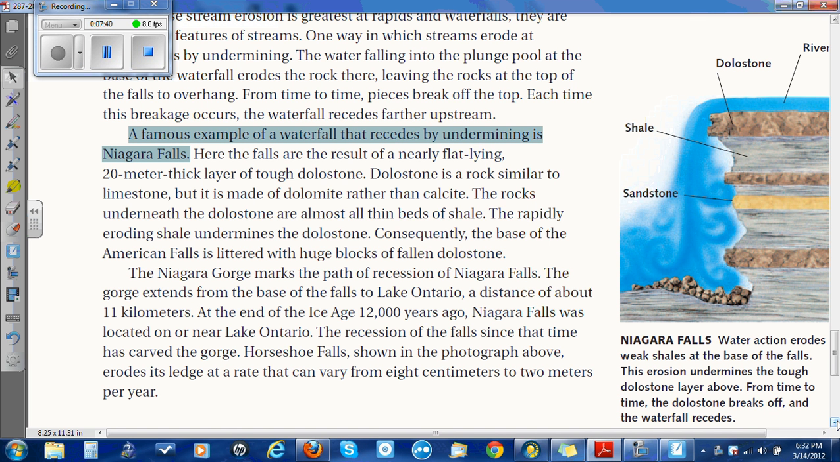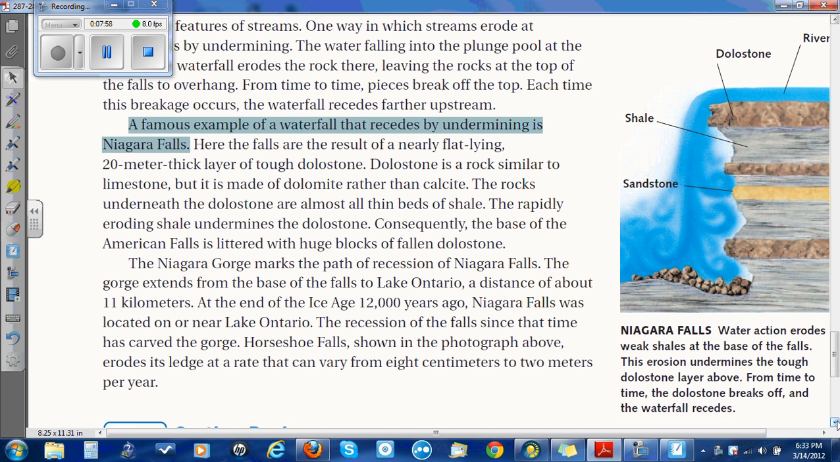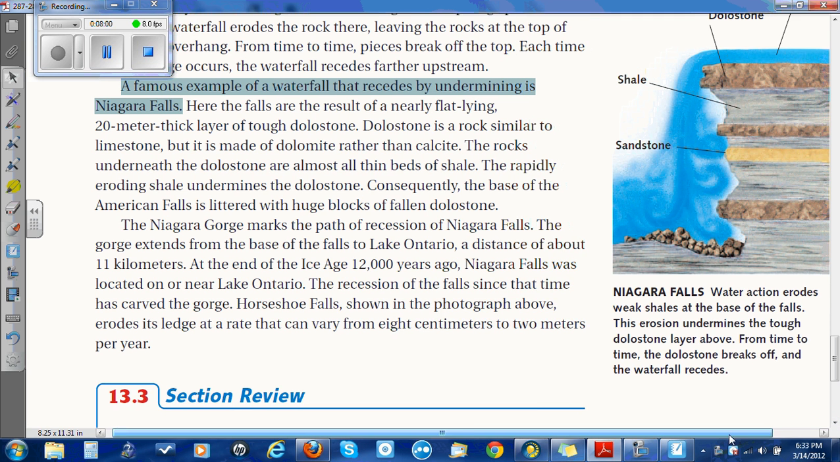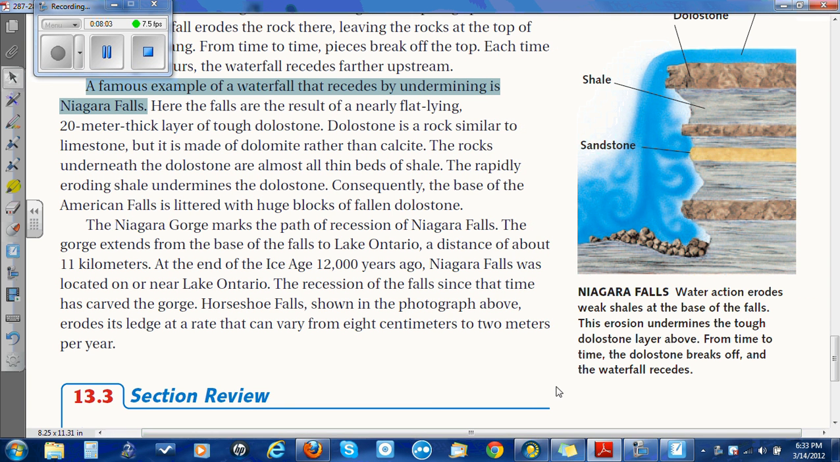At the end of the Ice Age 12,000 years ago, Niagara Falls was located on or near Lake Ontario. The recession of the falls since that time has carved the gorge. Horseshoe Falls, shown in the photograph above, erodes its ledge at a rate that can vary from 8 centimeters to 2 meters per year. The graphic on the right illustrates the different layers of rocks in Niagara Falls and how the undermining occurs.